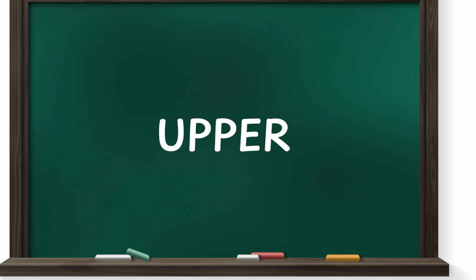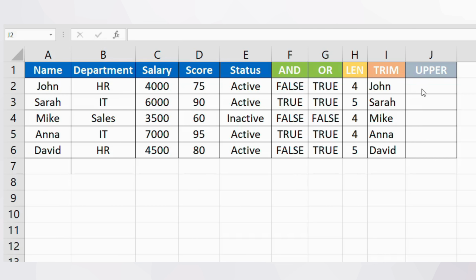Now let's move to another useful text function called Upper. Upper converts all text into capital letters. In cell J2, I type equals upper, then select cell A2, which contains the text. After pressing Enter, Excel changes all letters to uppercase. This function is very useful when standardizing names, IDs, product codes, or other text inside a spreadsheet.